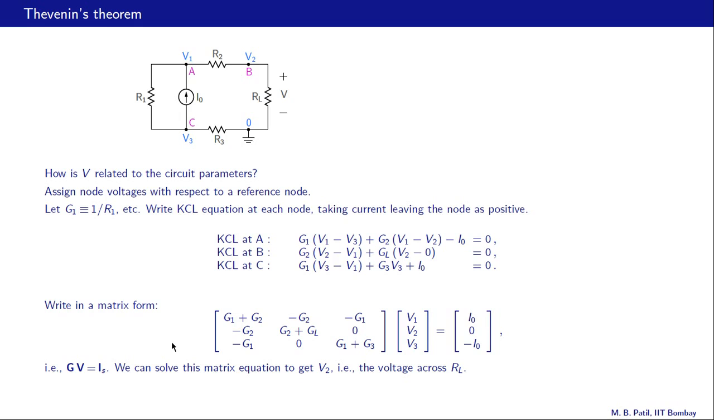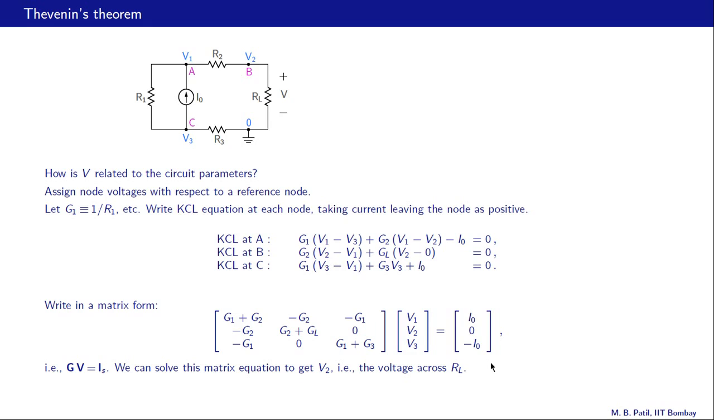So this matrix equation is of the form G times V equal to Is, where G is this 3 by 3 matrix here, V is this column vector consisting of V1, V2, V3, the node voltages in our circuit, and Is is the source current vector, this one.